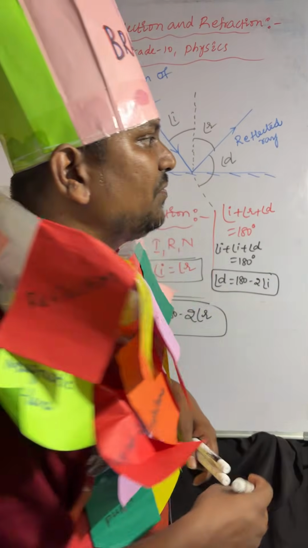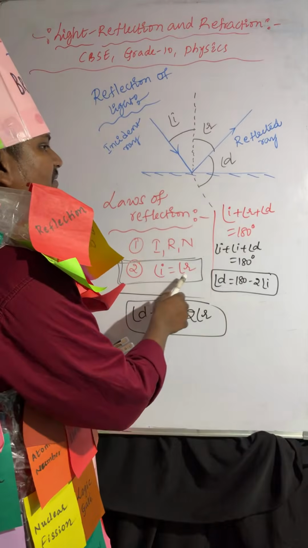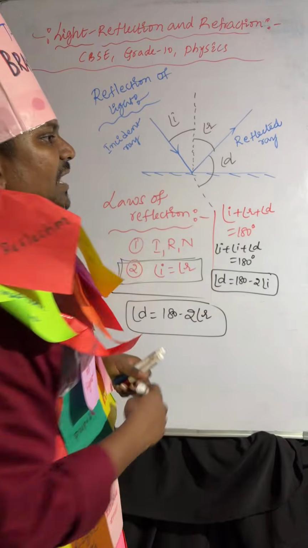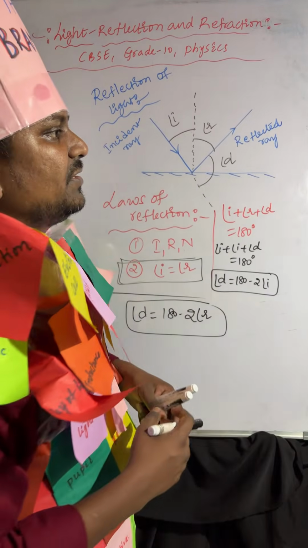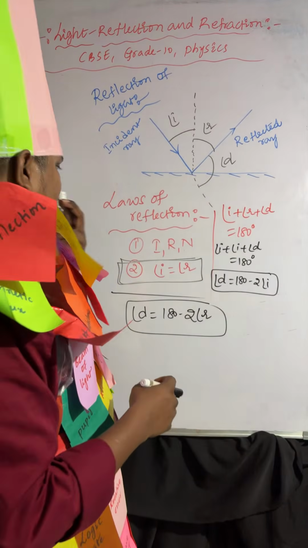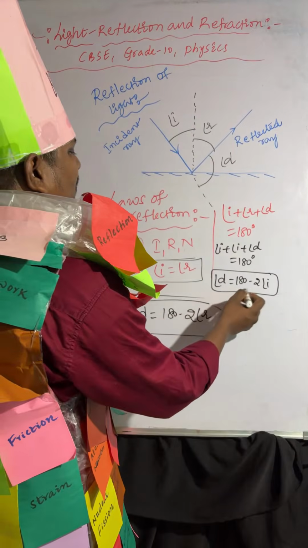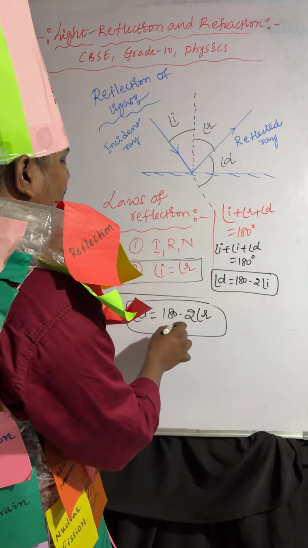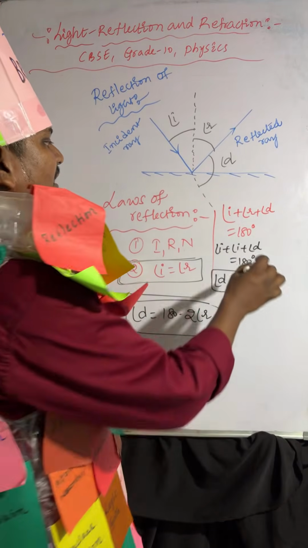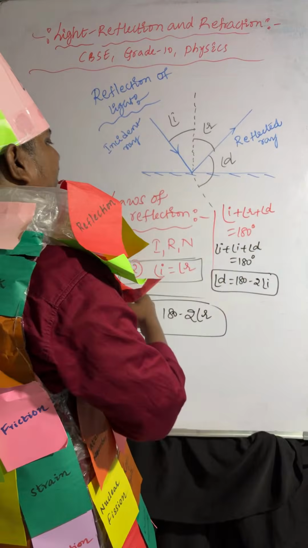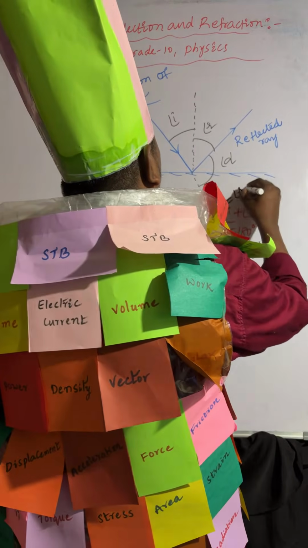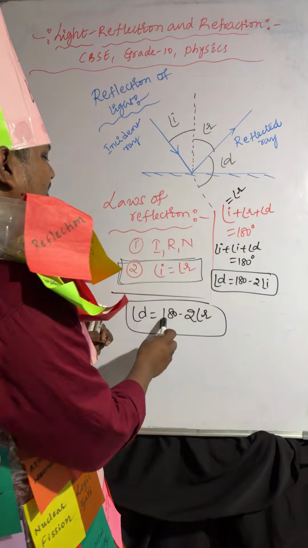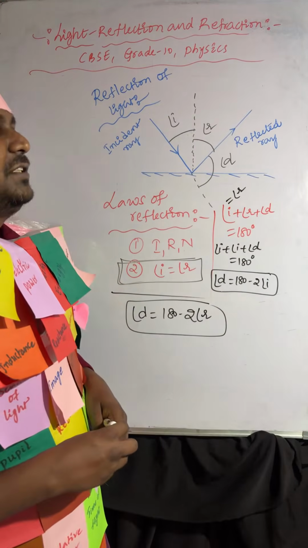From the laws of reflection, angle of incidence is equal to angle of reflection. So that's why angle of deviation equals 180 minus 2 angle of incidence. Instead of angle of incidence, if I write angle of reflection, then I get angle of deviation equals 180 minus 2 angle of reflection. I hope it is very clear.